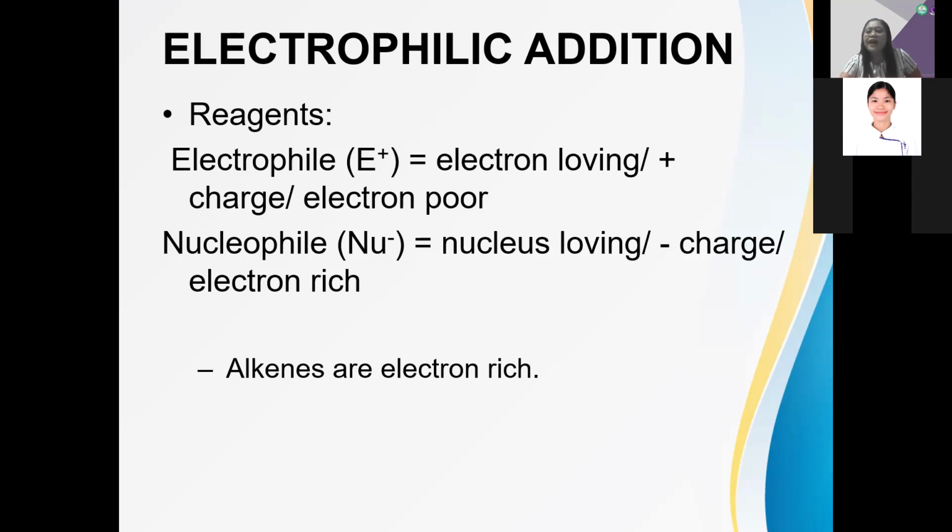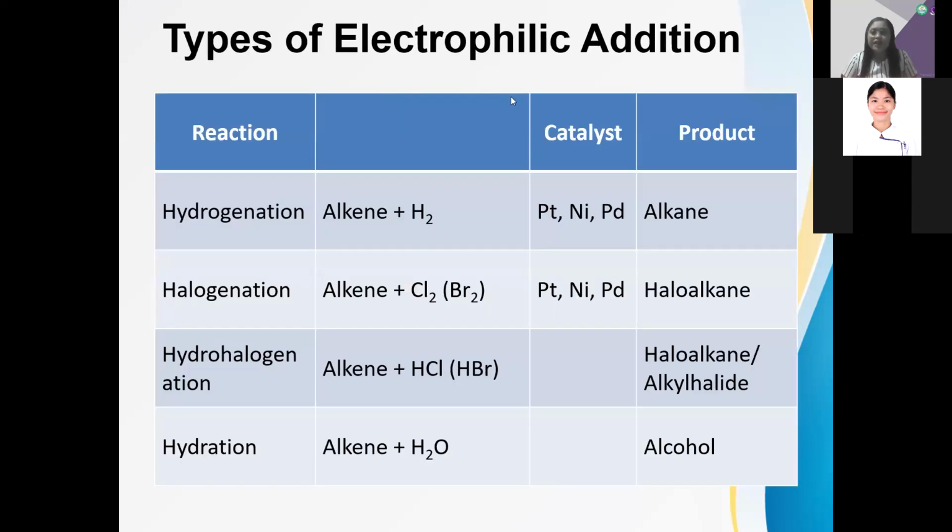Remember what is in the nucleus? We have the protons. And protons are positively charged. Now take note, class, that our alkenes are electron-rich. Again, our alkenes are electron-rich. That is the reason why they will be attracted, and remember in chemistry, opposites attract. They will be attracted to the electrophile. So in the presence of an electrophilic reagent, there will be the so-called electrophilic addition. So these are the examples or types of electrophilic addition. Number 1, we have here the hydrogenation reaction.